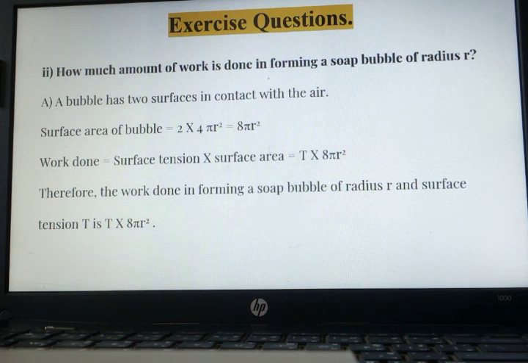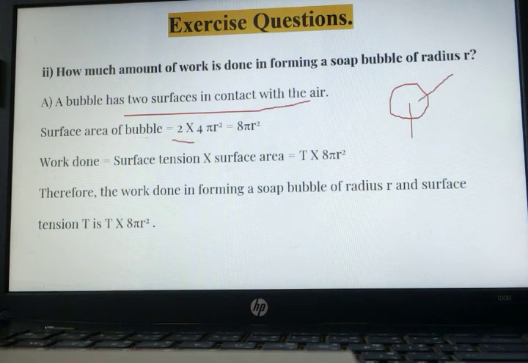How much amount of work is done in forming a soap bubble of radius r? A bubble has two surfaces in contact with air. You might know, we have already studied, whenever we consider a soap bubble, one side is the one which we are able to see, and one side is at the back also, so there are two surfaces. So the surface area of the bubble is 2 into 4 pi r square, which can be written as 8 pi r square. We have to find out the amount of work done.